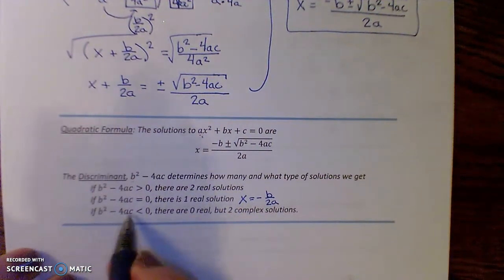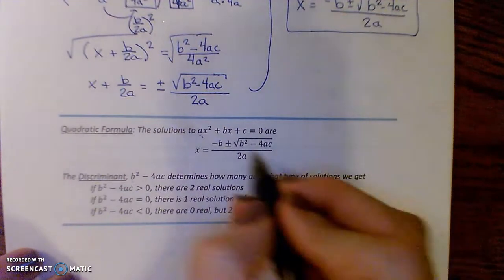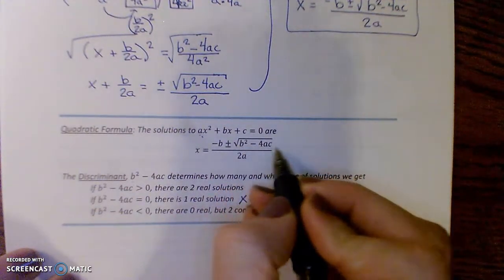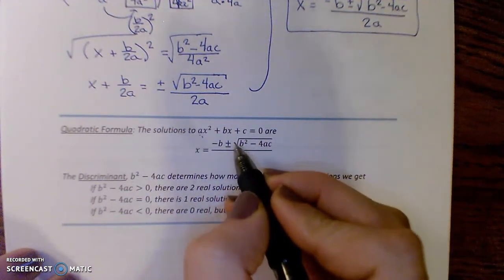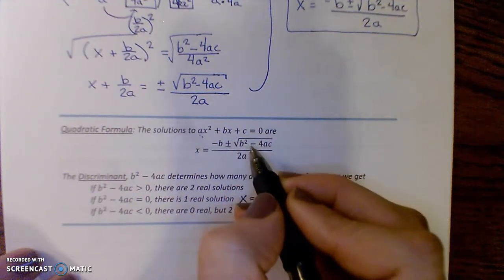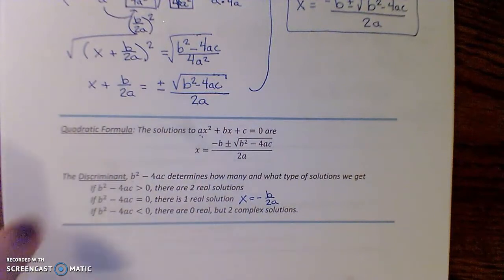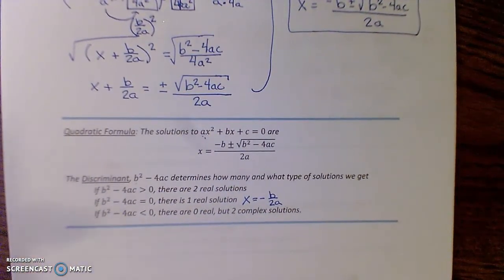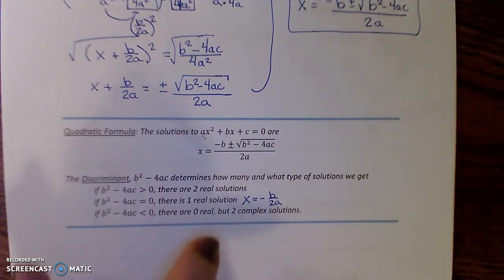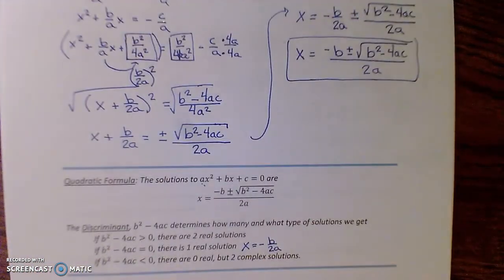And then if b squared minus 4ac is negative, then that means you have a negative number underneath the square root symbol. And we know that the square root of something negative will be complex. So you're going to have two complex solutions. So these are the three cases of types of solutions that you'll get with quadratic equations. All right, the next video is going to focus on how to use the quadratic formula.